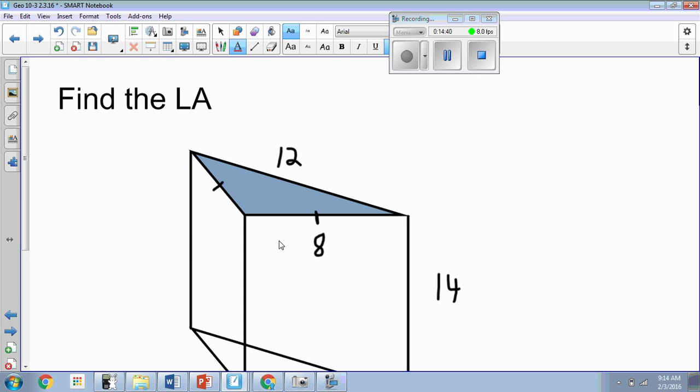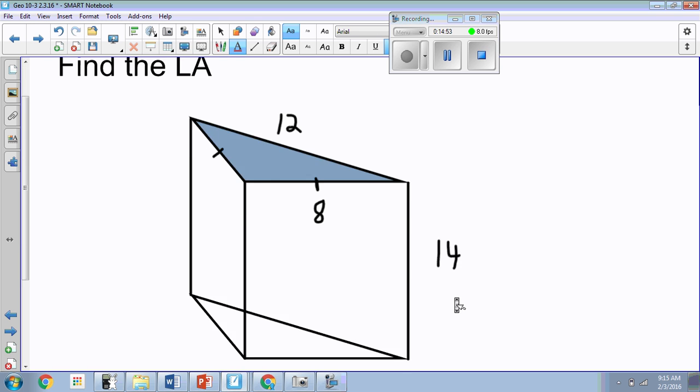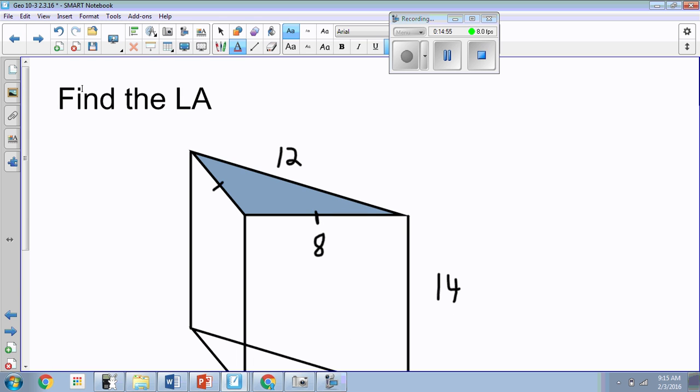All right, lateral area, I'll just tell you real quickly out loud. You got an 8 here, you got an 8 here. So you're looking at a perimeter of 28. And that's just going to be multiplied times a height of 14. So 28 times 14 is all you need on that one.